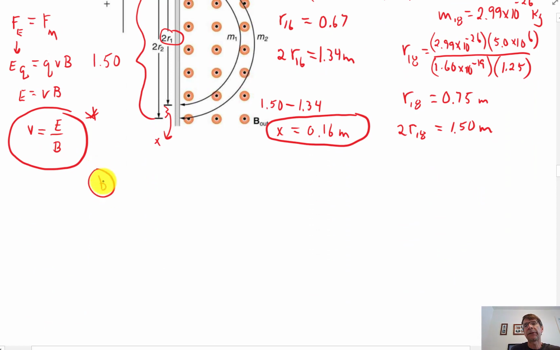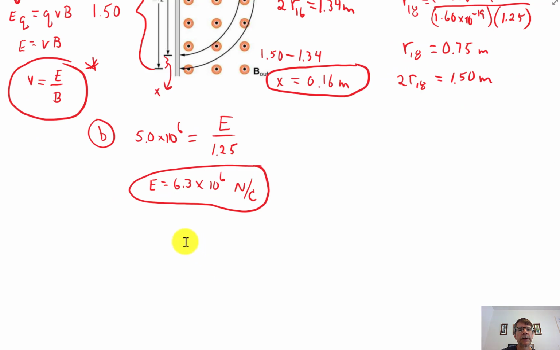I gave you the velocity. The velocity is what? 5.0 times 10 to the 6th. So we have 5.0 times 10 to the 6th is the velocity, equals the E field over the 1.25 Tesla magnetic field. And if you do the math there, you end up with an electric field of 6.3 times 10 to the 6th newtons per coulomb, or volts per meter would be an equivalent unit.